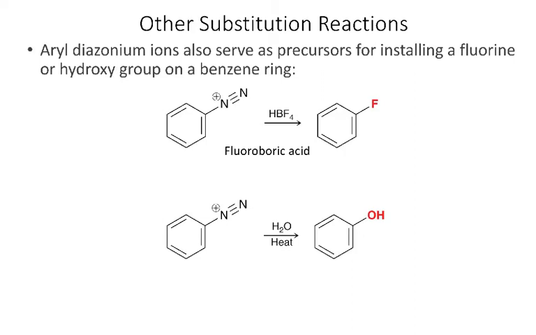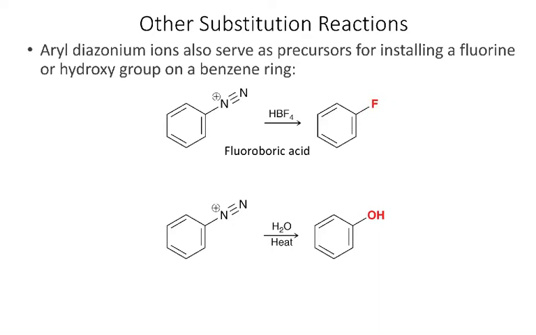So we've seen a number of ways to get chlorine or bromine onto a benzene ring. We also just saw through Sandmeyer reactions how I can get iodine. We can also get fluorine-substituted benzenes by reacting this aryl diazonium ion with fluoroboric acid. That will replace the diazonium ion with fluorine.